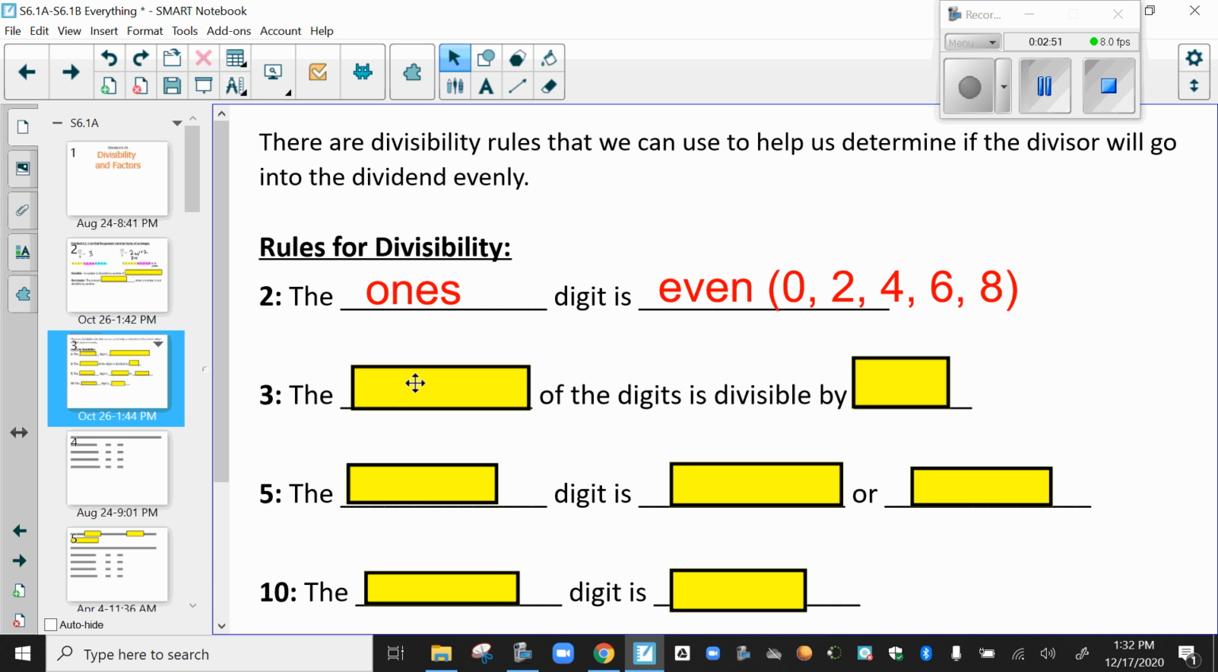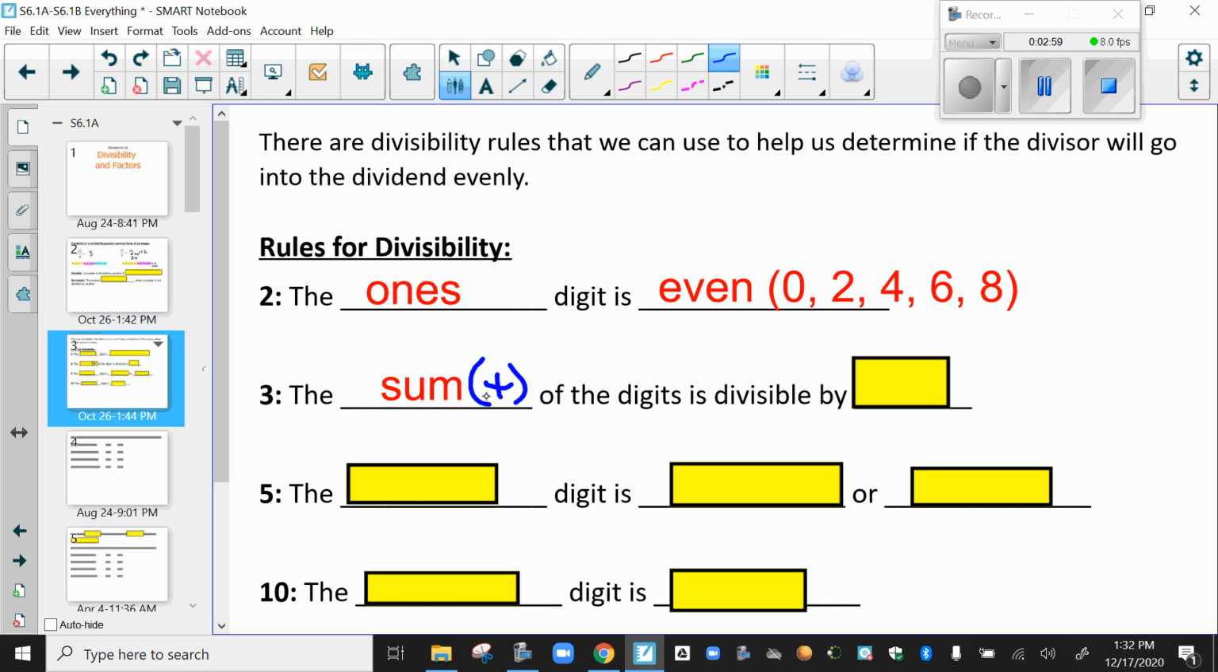Next step, 3. For 3, the sum, so adding, let me add that. I'm going to say adding. The sum of the digits is divisible by 3. I'm going to take the numbers up, add them all up, then divide it by 3, and if it's divisible by 3 then the whole number is divisible by 3. I'm going to show you kind of what that means when we get to it, okay?